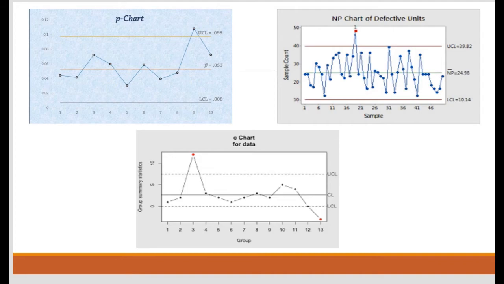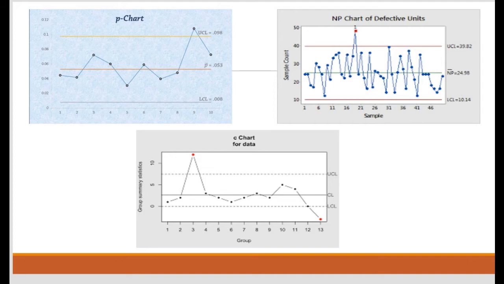The P chart is used to monitor the proportion of non-conforming units in a sample, where the non-conforming sample proportion is defined as the ratio of the number of non-conforming units to the sample size. Now, let us understand what NP charts are. The NP chart is used to monitor the number of non-conforming units in a sample.